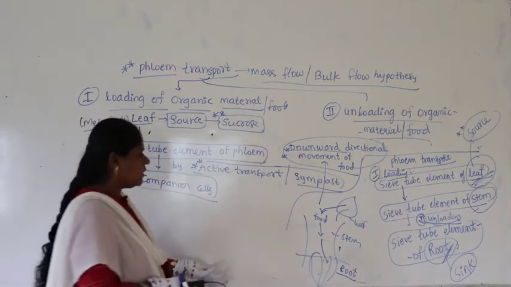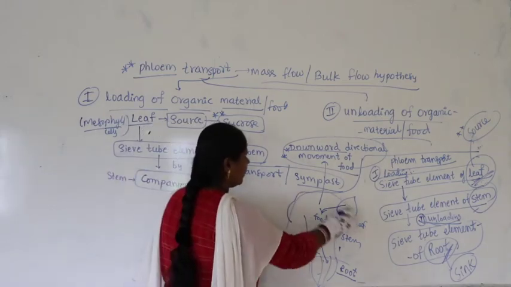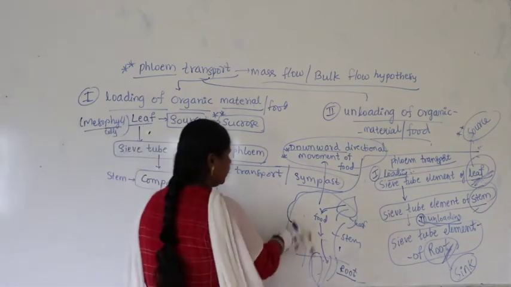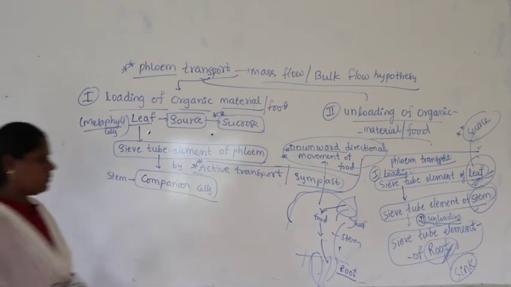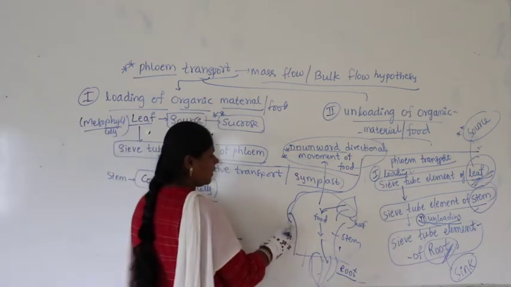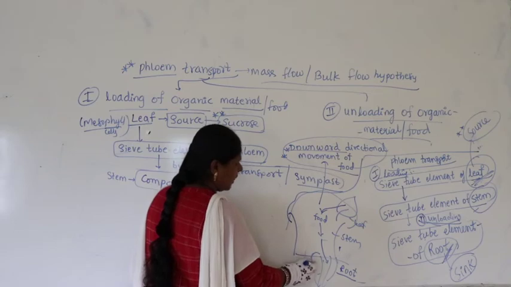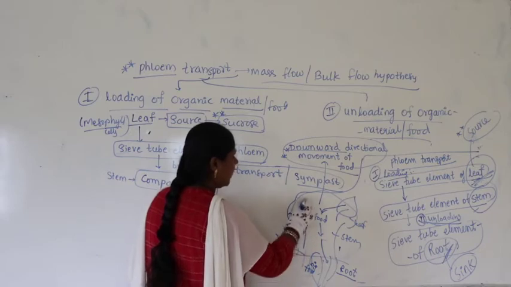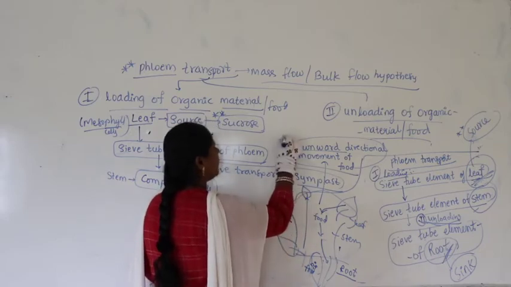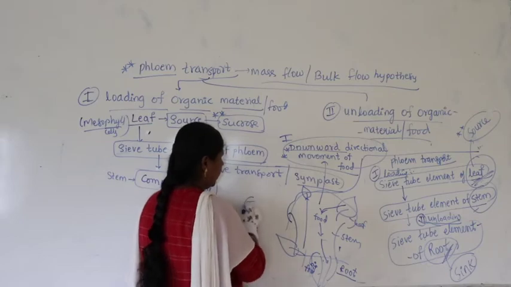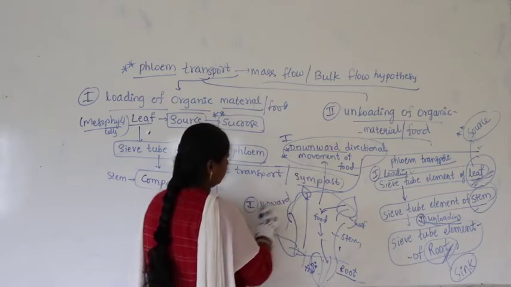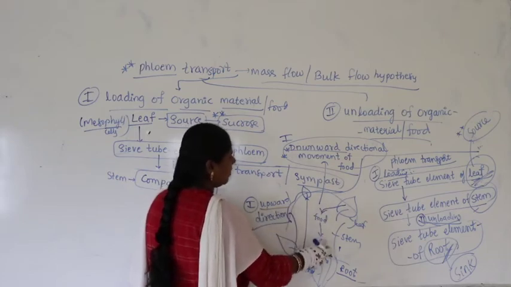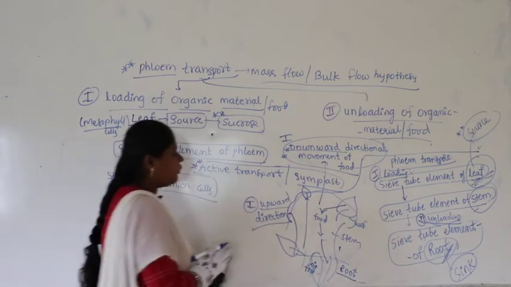Then where is the upward direction? I told you in the last class, I will show you in detail about this. So if you take, this is the stem part. Sometimes the root also contains food, or the leaf at the basal part. At that time it goes in upward direction. So this is downward direction, and this you take as upward direction.